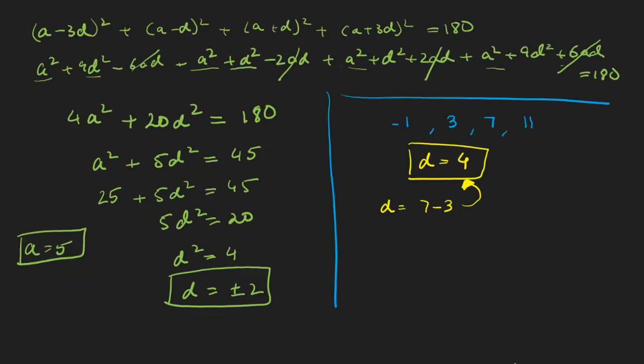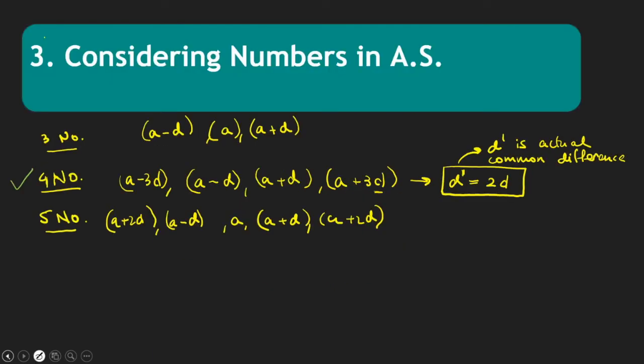We could have just multiplied by 2 and then just said, okay, d is 4. But I just wanted to show you guys what it really means. So yeah, this was how you use property number 3.